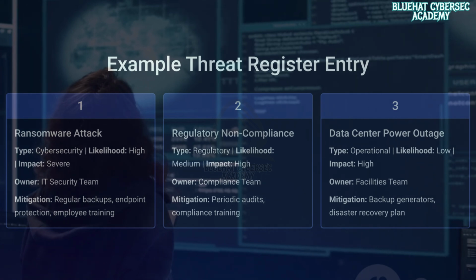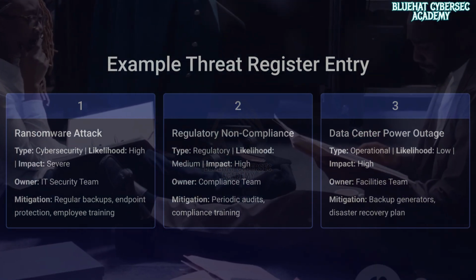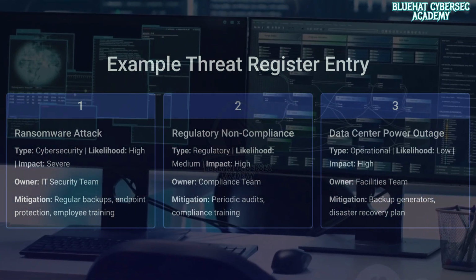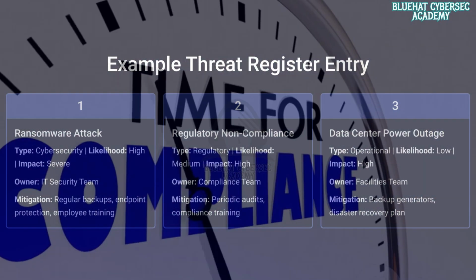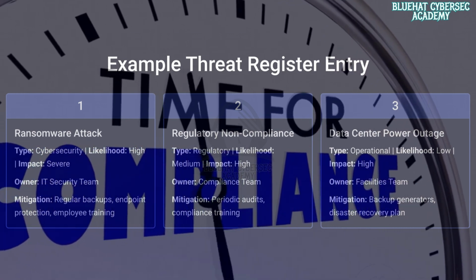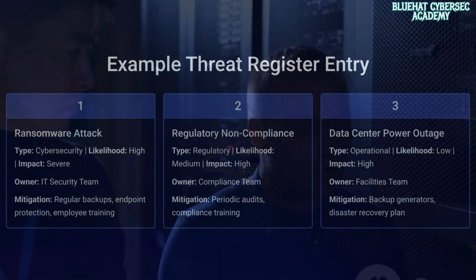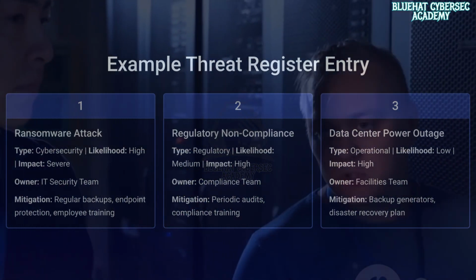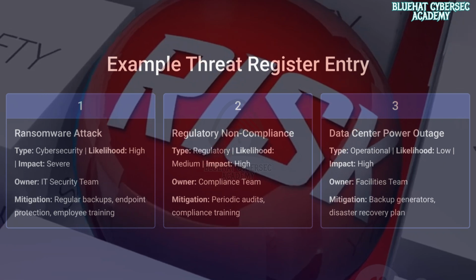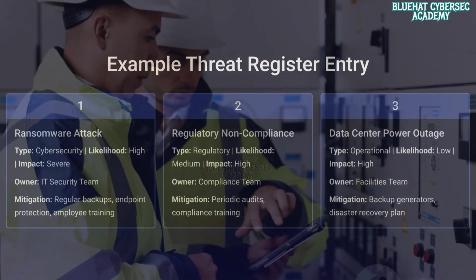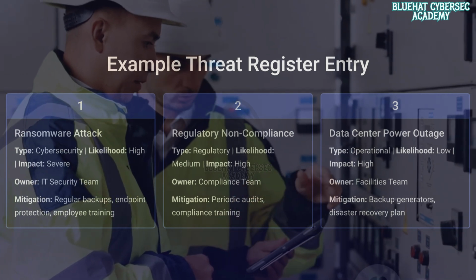Next, regulatory non-compliance. This falls under regulatory risks. Its likelihood is medium, but the impact is high, so it's considered a high-level risk. The compliance team oversees this, using periodic audits and compliance training to mitigate it. Finally, a data center power outage, which is an operational risk. Its likelihood is low, but the impact could be high. The facilities team manages this risk with backup generators and a disaster recovery plan.